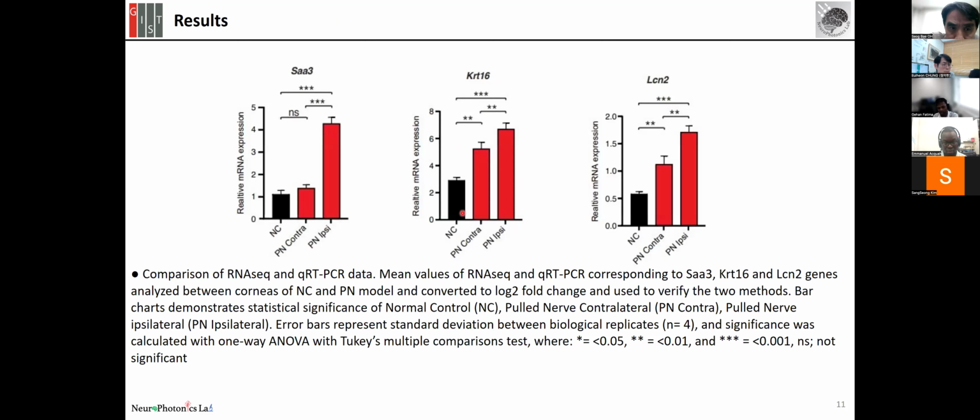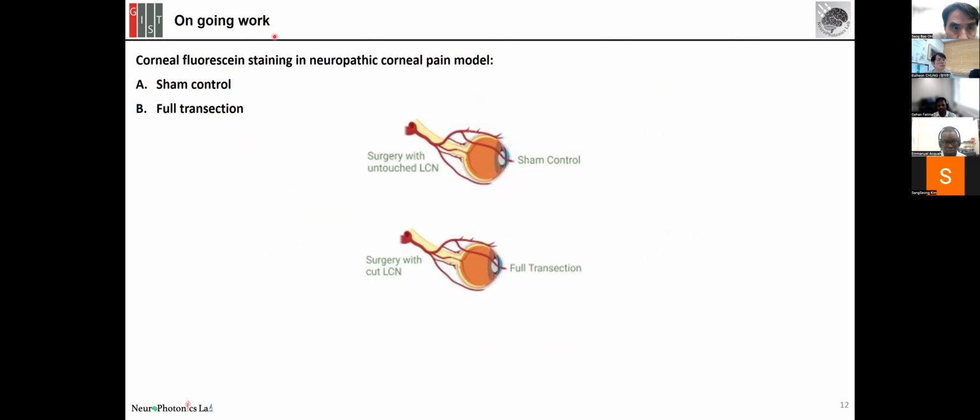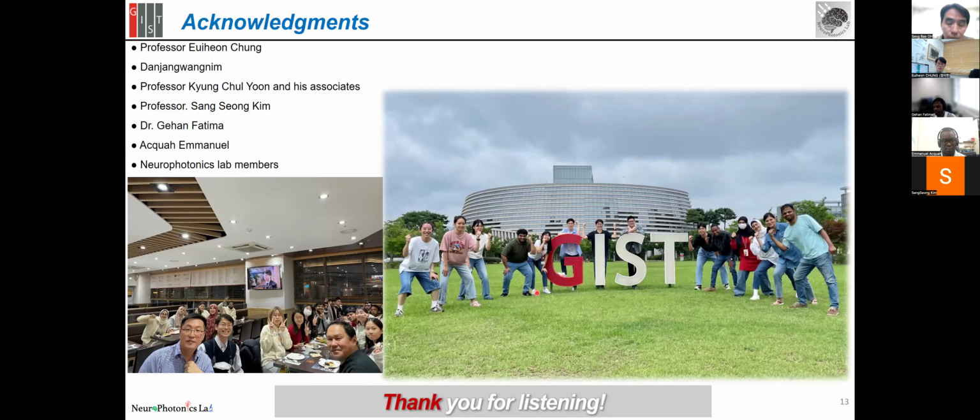So that's why I want to go with the KRT16, because this is supporting data for my epithelial detachment also. So that's it. And the future work is about my other two models for the corneal fluorescein staining, which is related to the sham control and the full translation model. And thank you everyone for listening. If you have any questions.